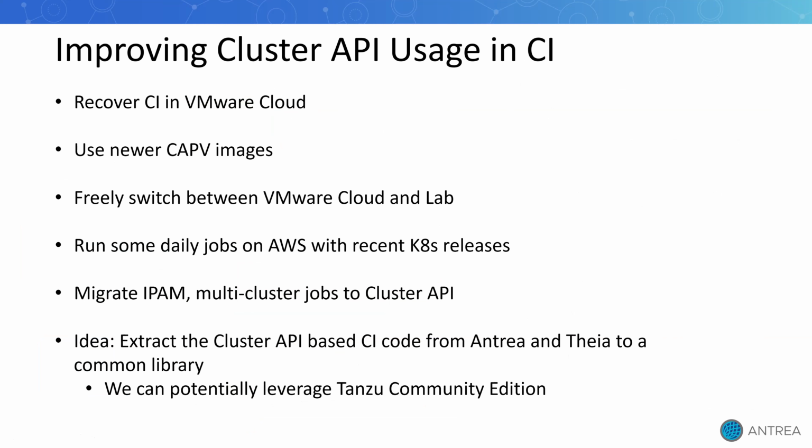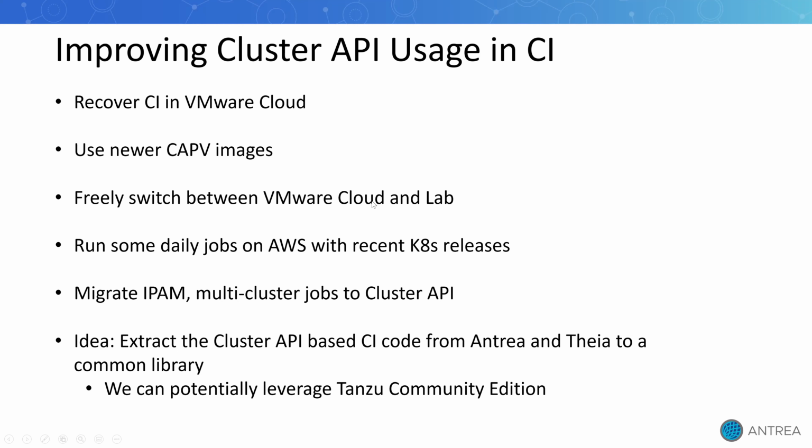Firstly, we need to recover the CI in VMware Cloud. Shuyang is already working on that. And then we want to use newer CAPV images, as the current images are too old for the Kubernetes releases. And then we want to freely switch between the VMware Cloud and the lab. There is some work to do for this. For example, we need to add some automation to disable some jobs on the VMware Cloud, and then do a Jenkins update and update all the jobs on the lab. Or if we want to switch back to VMware Cloud, we need to disable the jobs in the lab and update the jobs in VMware Cloud.